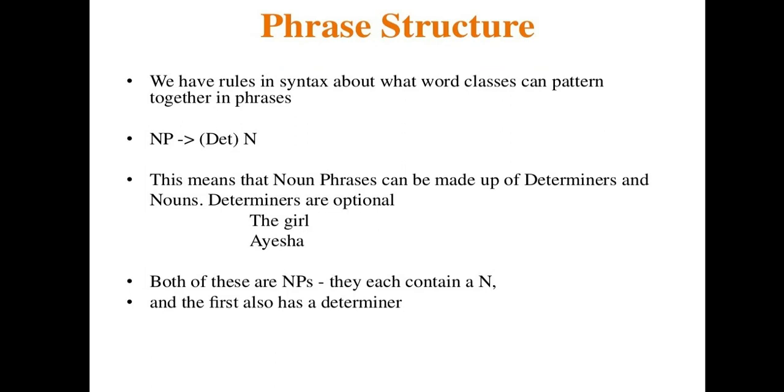And these are phrase structures. We have rules in syntax about what word classes can pattern together in phrases. So NP stands for noun phrase, okay? A noun phrase can be composed of a determiner plus a noun in this case. But the parenthesis means that the determiner is optional, okay? Wherever you see a parenthesis, that means that category is optional. This means that noun phrases can be made up of determiners and nouns, and determiners are optional, as I told you. The girl, Ayesha, these are noun phrases. Both of these are noun phrases. They each contain a noun. So logically, if it is a noun phrase, it must contain a noun. And the first also has a determiner. This is a determiner in this case, the girl.